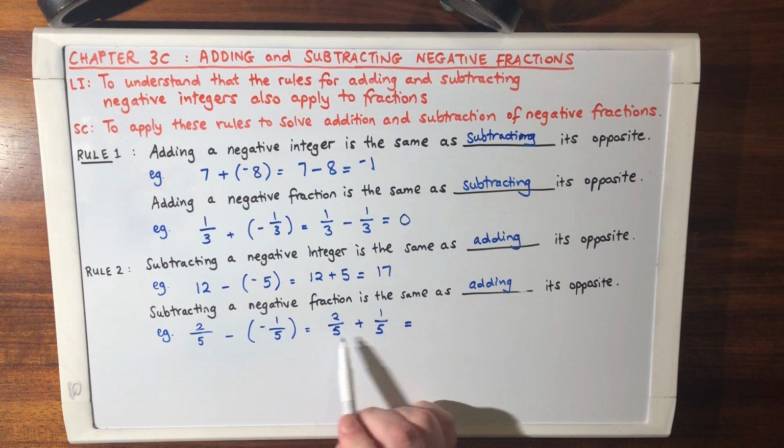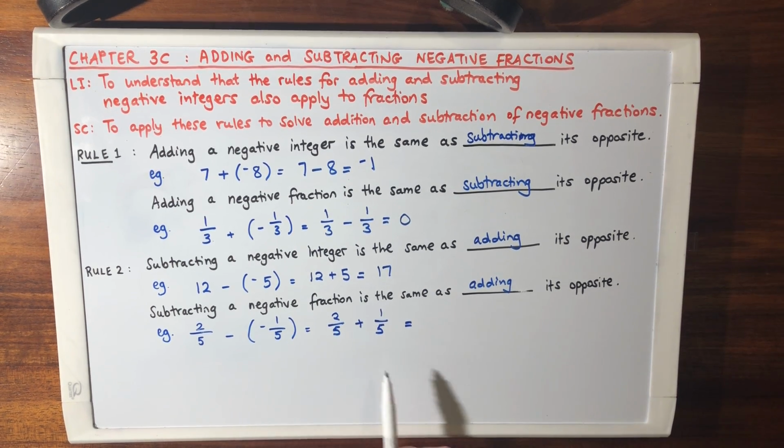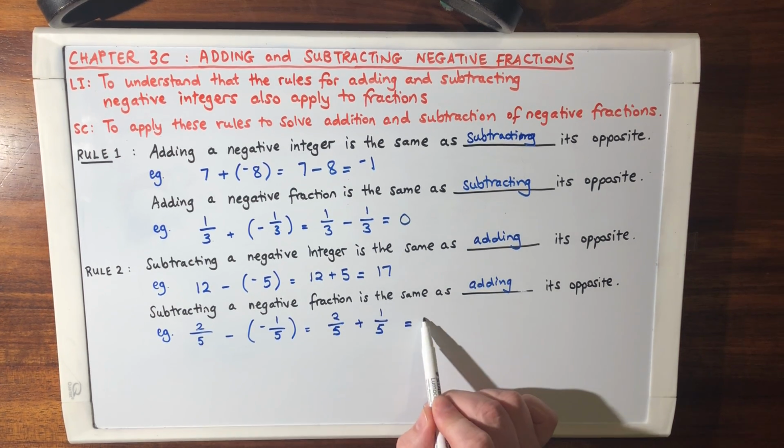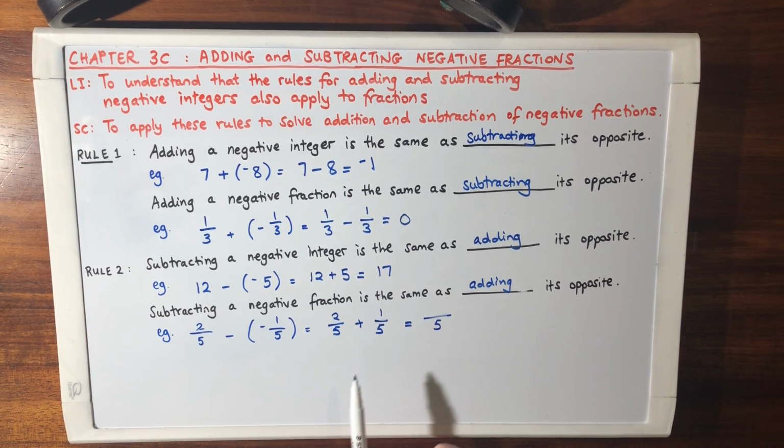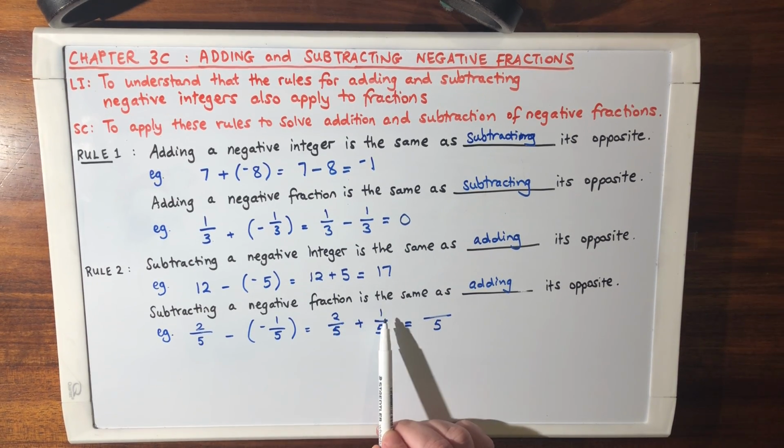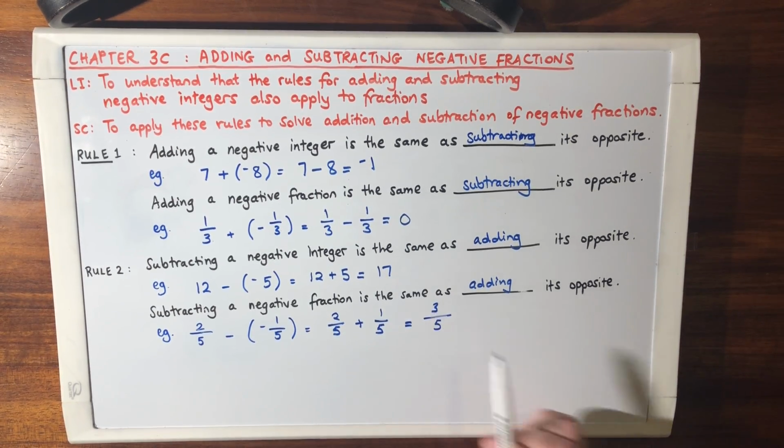Okay, what's 2/5 plus 1/5? Well, when we have an addition, we must make sure that the denominators are the same. In this case, they are. So we keep the denominator the same for our answer, and we just add the two numerators, which would equal 3. So our answer there would be 3/5.